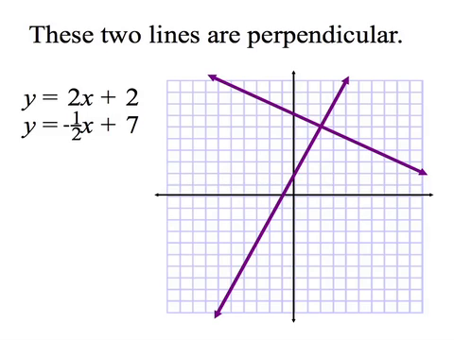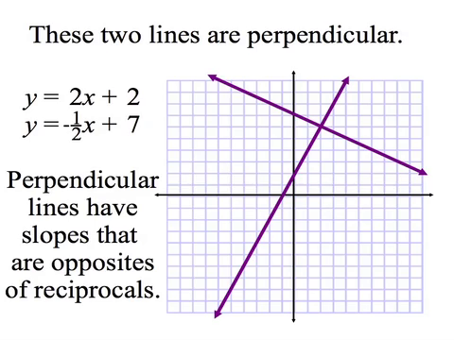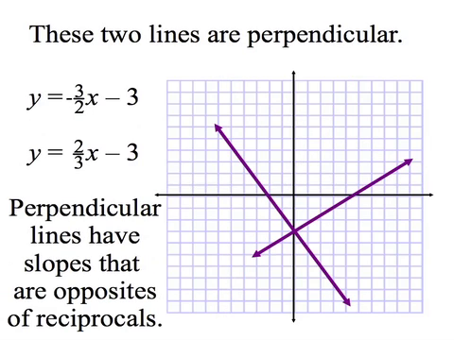You can see the y-intercept is 7, and from that y-intercept, it goes down 1 and over to the right to get another point on that line. That point happens to be the point where the 2 lines intersect. It turns out that when lines are perpendicular, their slopes are opposites of the reciprocals of each other. So the first line had a slope of 2, the reciprocal of 2 is 1/2, and the opposite of 1/2 is negative 1/2.